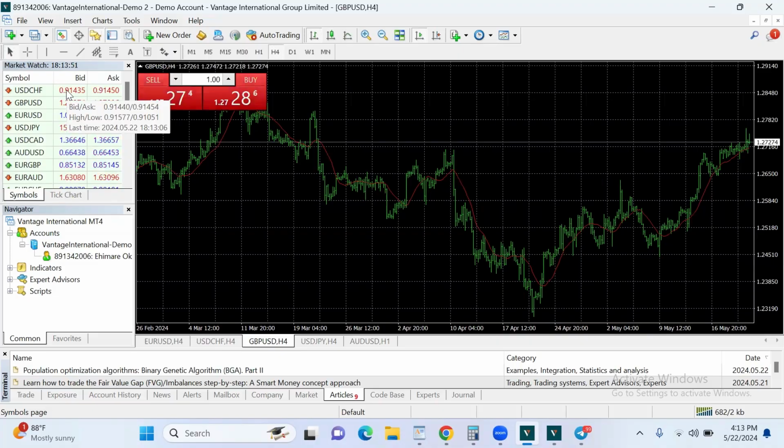So with these instruments, you are able to watch the charts. You're able to monitor the market, monitor different instruments. You're able to pick from there to trade, right?